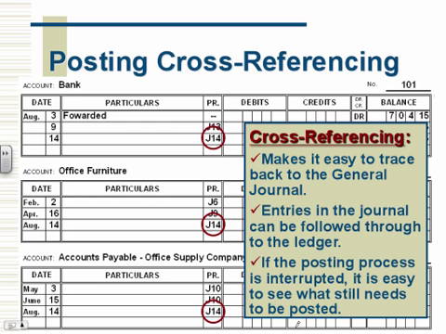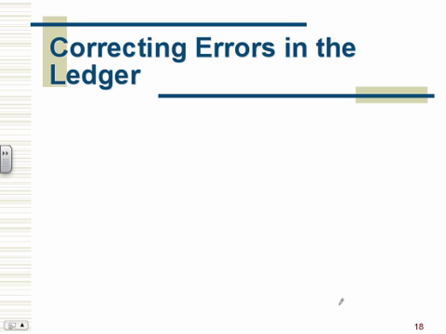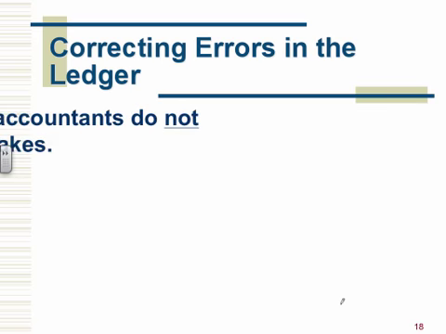So cross-referencing makes it easy to trace back to the general journal. So if we're looking at this ledger, we know on journal page 14, we can look at August 14th and find this transaction. Entries in the journal can be followed through to the ledger because in the journal it has the ledger page number. And if the posting process is interrupted, it's easy to see what still needs to be posted.